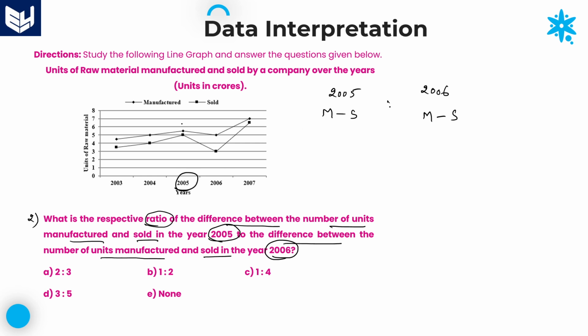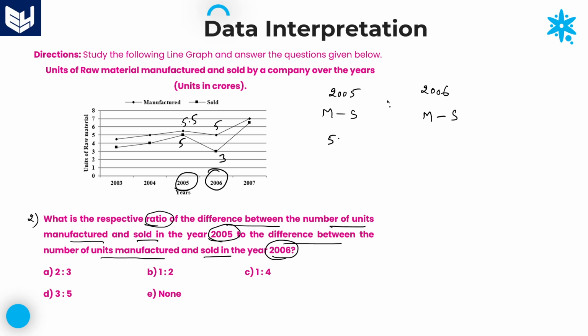In this year, the manufacturing value is between 5 and 6, therefore this is 5.5, and it is 5. Next, 2006: the manufacturing value is 5 and the number of units sold is 3. Here it is not required to take the crores. Why? Because both are in terms of crores, so when you calculate the ratio, both will cancel. Directly you can take the ratio.